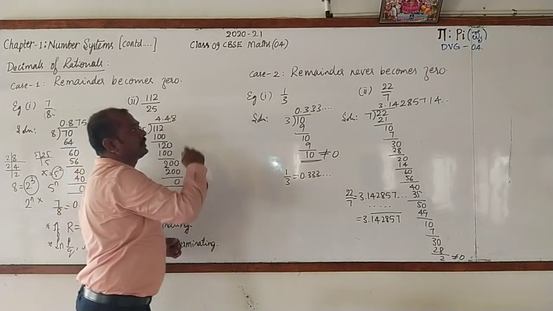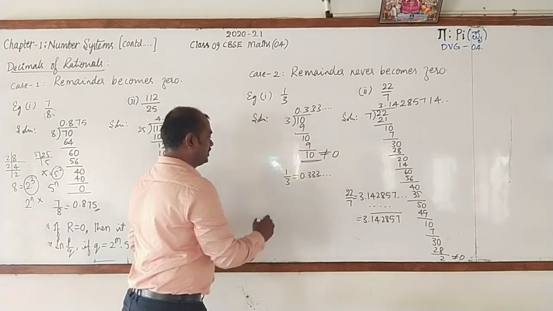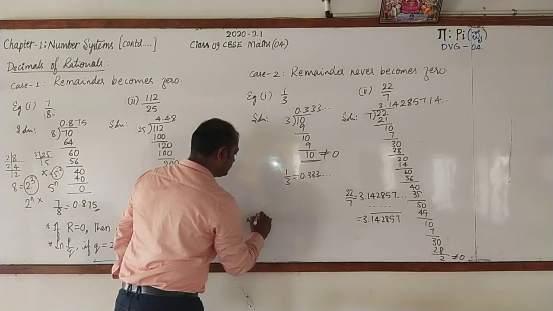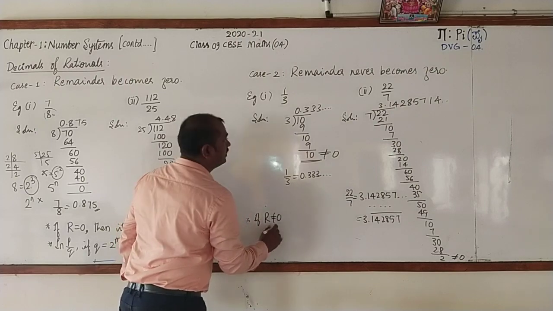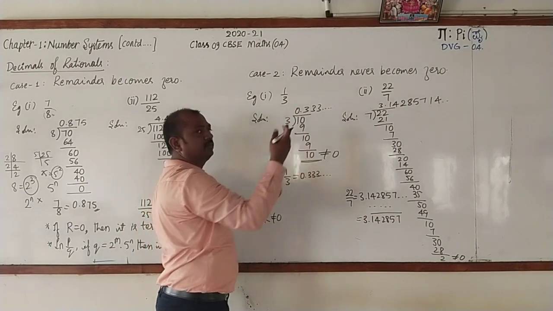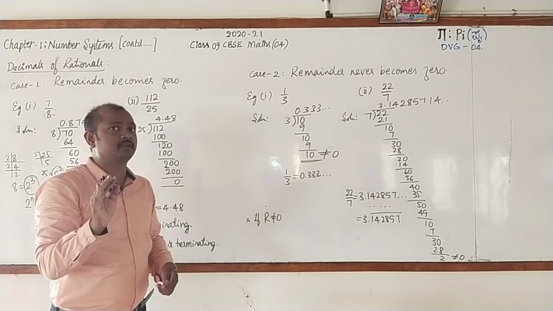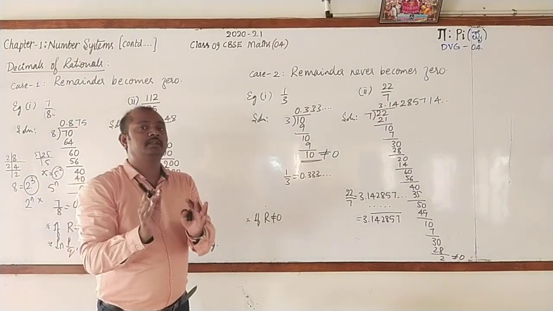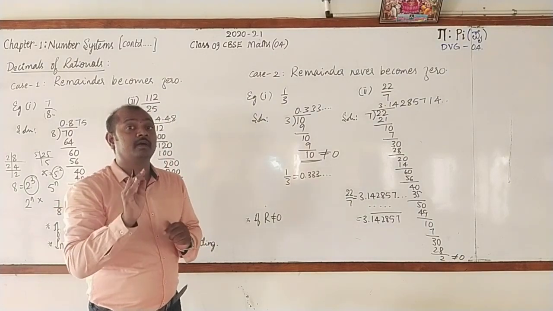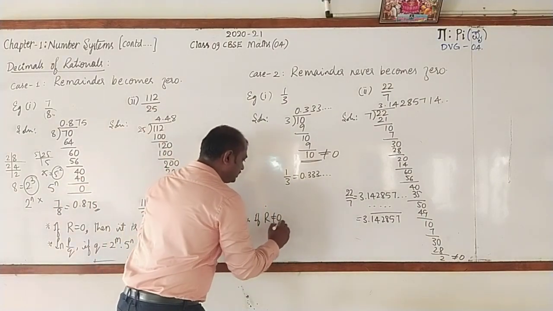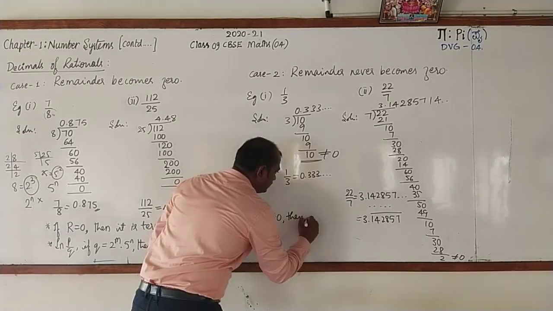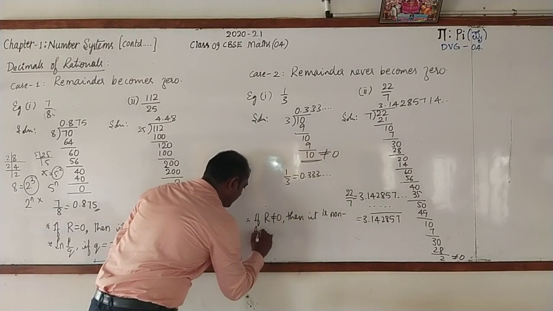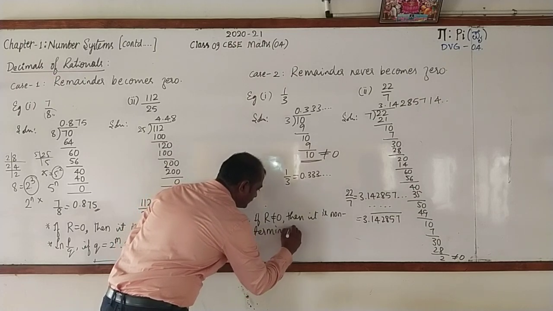Now, come across this. Here, remainder is not equal to 0. If r is not equal to 0, then we can say that in case of rational numbers, if the remainder does not become 0, then it is non-terminating, recurring. If r is not equal to 0, then it is non-terminating, recurring.